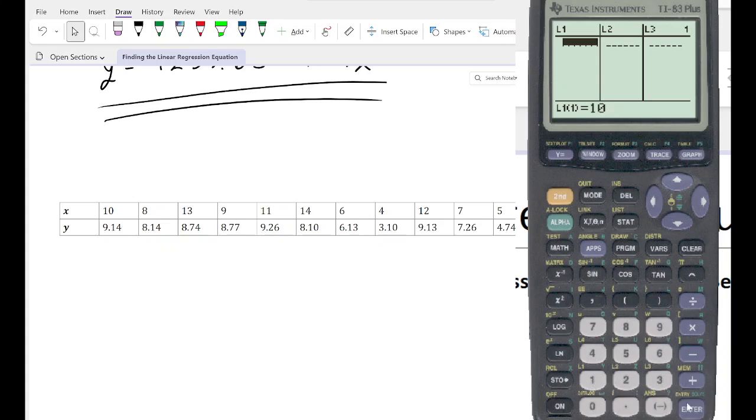So 10, 8, 13, 9, 11, 14, 6, 4, 12, 7, and 5. Scroll over, do it again for y.